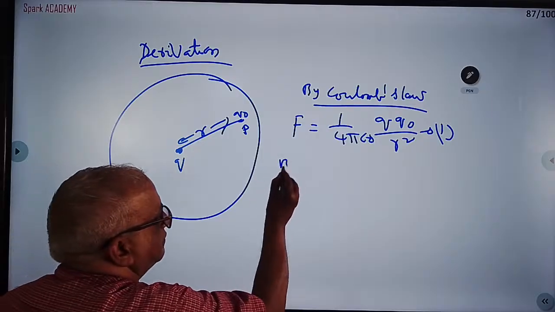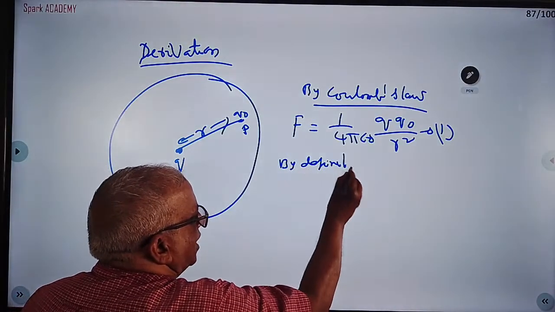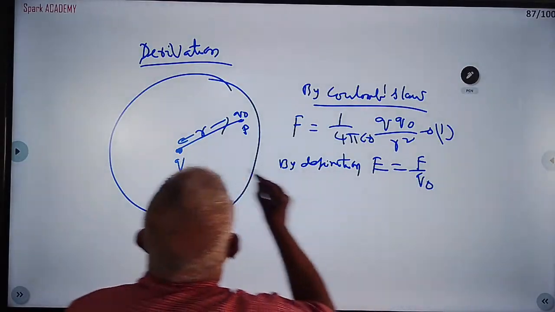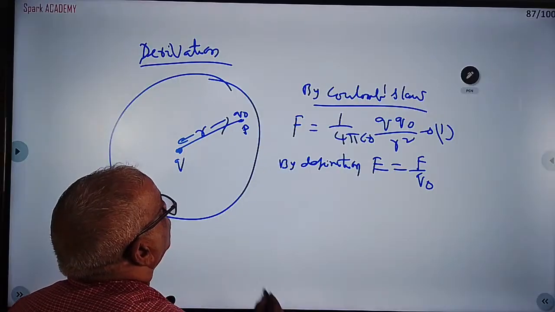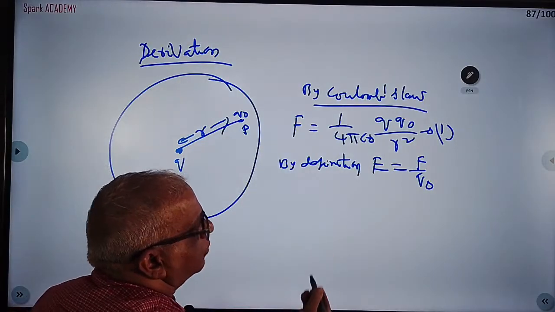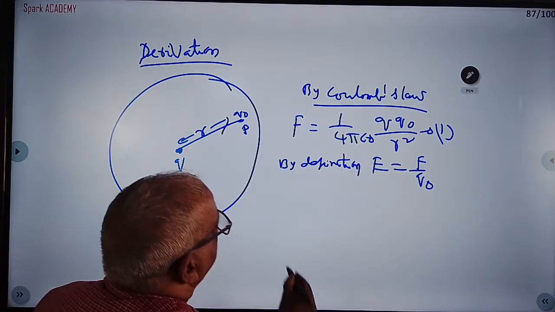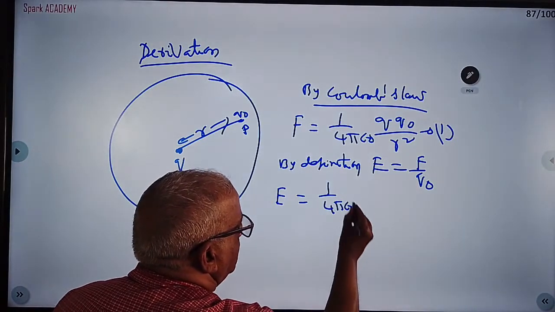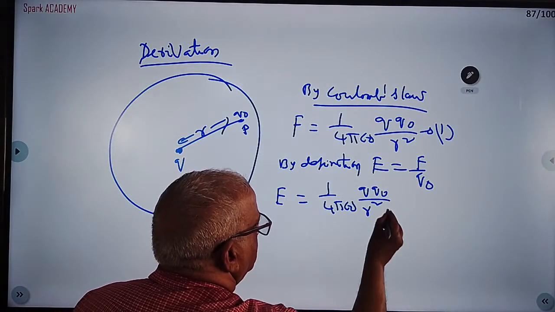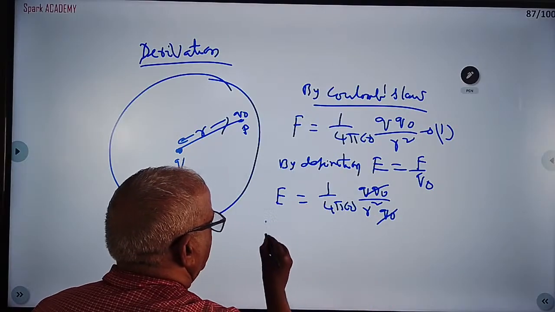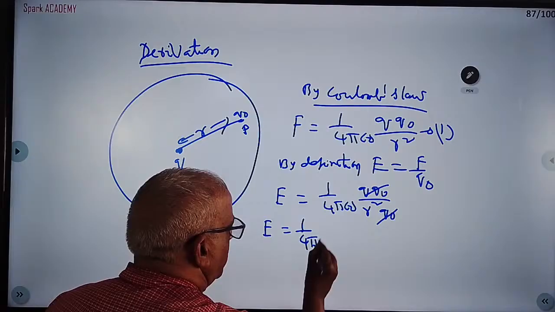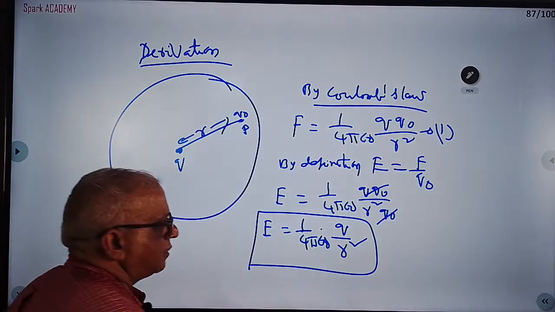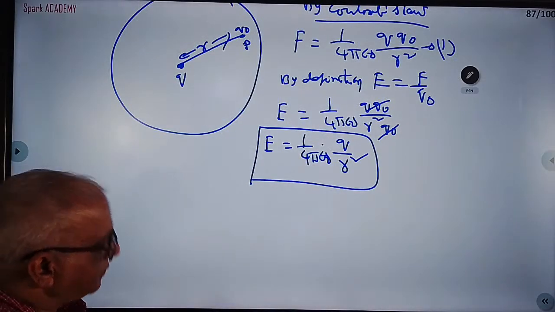By definition, E is equal to F by Q naught. I want to find electric field due to a point charge, at this point where Q naught is. Q naught is very small, may be equal to 1 also. Then when you divide by Q naught, Q naught gets cancelled. Electric field is nothing but 1 by 4 pi epsilon naught Q by R square. This is the derivation, intensity of electric field.